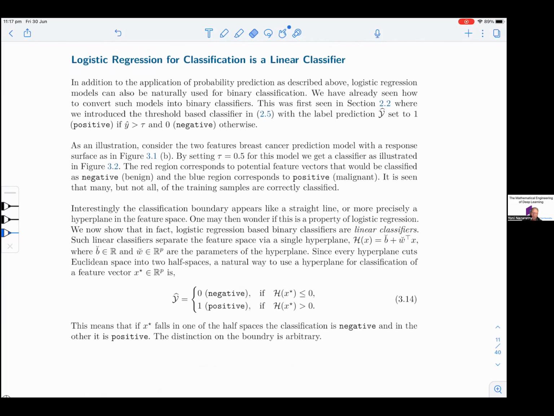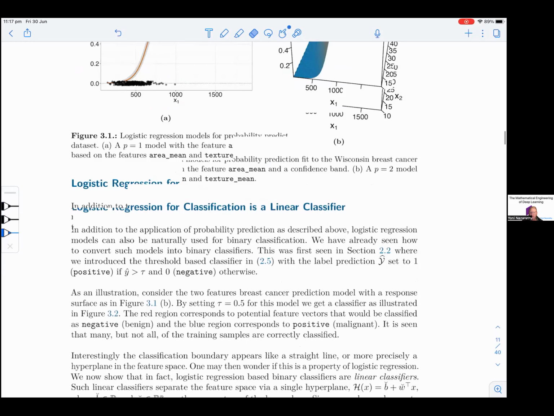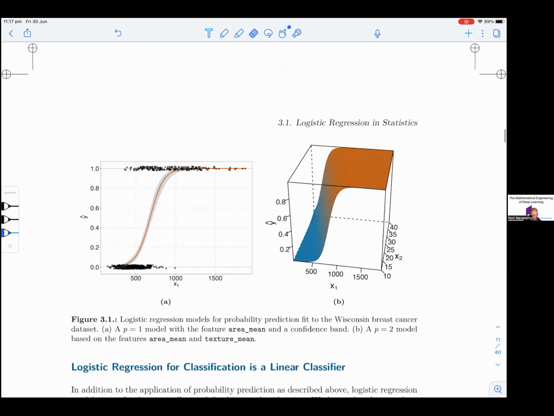of that chapter. With the label prediction Ŷ set to 1 (positive) if the actual probability value or model output value is greater than tau, and 0 (negative) otherwise. So you have some threshold tau. As an illustration, consider the two-feature breast cancer prediction model with a response surface as in figure 3.1b. So this response surface, let's see it again, it's figure 3.1b.